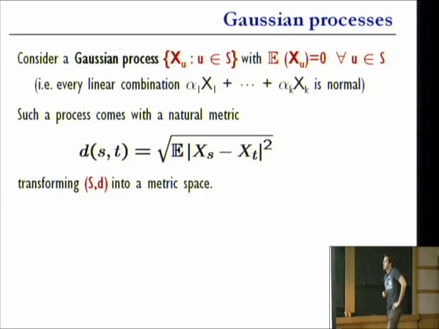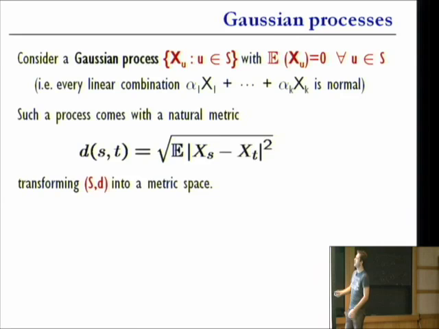This process comes with a very natural metric, which is the L2 distance on the space of random variables. So when you see this distance d throughout the talk, it's going to be this metric: the square root of the expectation of (Xs minus Xt) squared. One reason it's very natural is that if I give you a Gaussian process, then up to translation, this distance doesn't change if I translate all the random variables by some term.